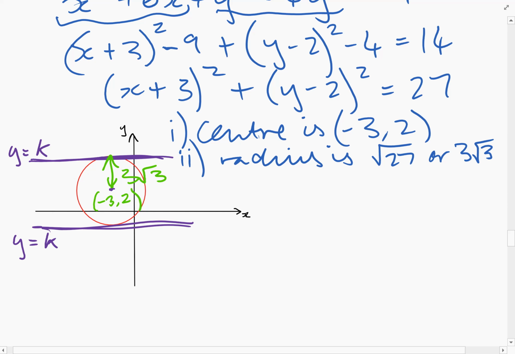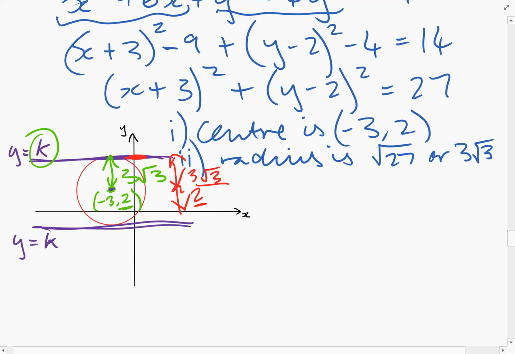So the equation of this line, well, the center has a y value of 2, and so this height up here is just going to be 2, which would get us to the center, plus 3 root 3. Making a bit of a mess of that, but hopefully you can see that this line here is going to go through the y-axis at the point 2 plus 3 root 3.